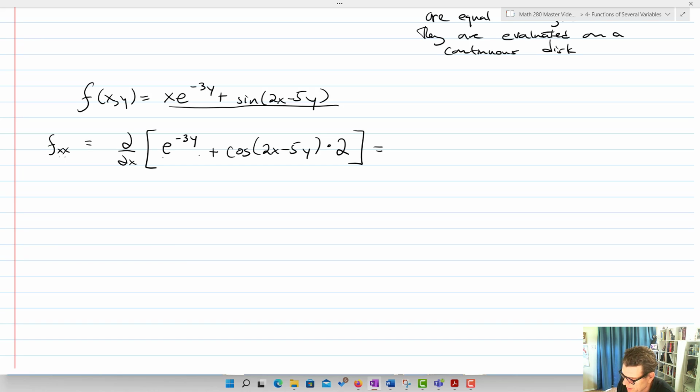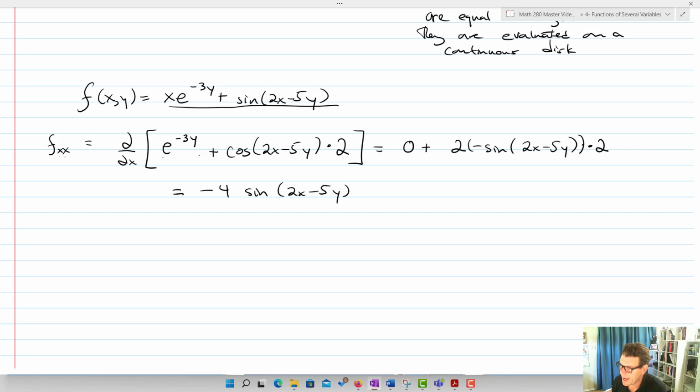So e^(-3y) is now just 0, because it's got no x's in it. So this is 0 plus 2 times negative sin(2x minus 5y) times 2 again. What we end up with is negative 4 sin(2x minus 5y). And that is the second derivative, f_xx, the second partial with respect to x twice.